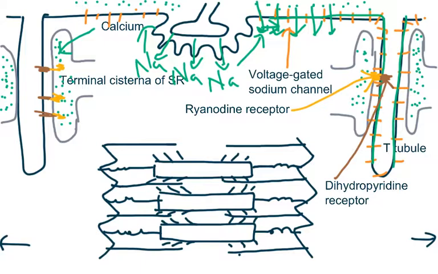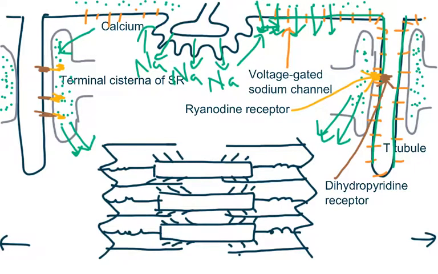Now these two proteins work together, so the dihydropyridine receptor senses the change in voltage. It interacts with the ryanodine receptor and opens the calcium channel. So remember, there's a lot of calcium inside the sarcoplasmic reticulum. So when the ryanodine receptor is opened, there's a huge influx of calcium into the interior of the muscle fiber.